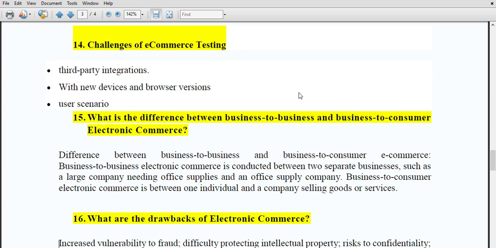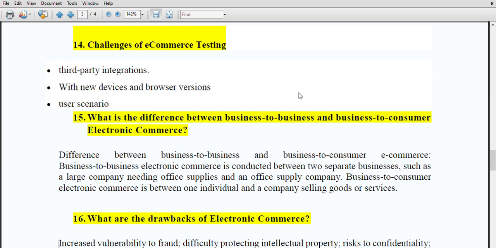You need to interact with the third party, and you need to check that website with the devices and browsers. These different browsers you have to check. This is the main challenge. And the third is the user scenario, as you have to check as many user scenarios as possible. This is the main challenge in e-commerce testing.